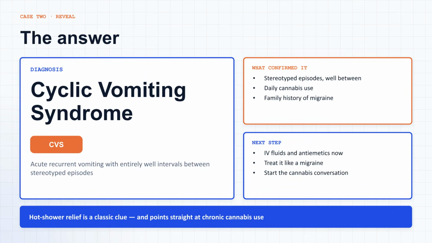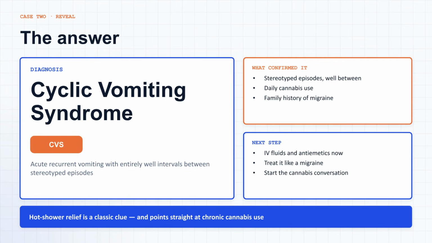This is cyclic vomiting syndrome. The defining pattern is acute recurrent vomiting with completely well intervals in between. Notice the two associations sitting in the history: daily cannabis use and a personal or family history of migraine. Both are classic. The stereotyped episodes, the normal imaging, and the well intervals are what confirm it. Anatomy has already been excluded.